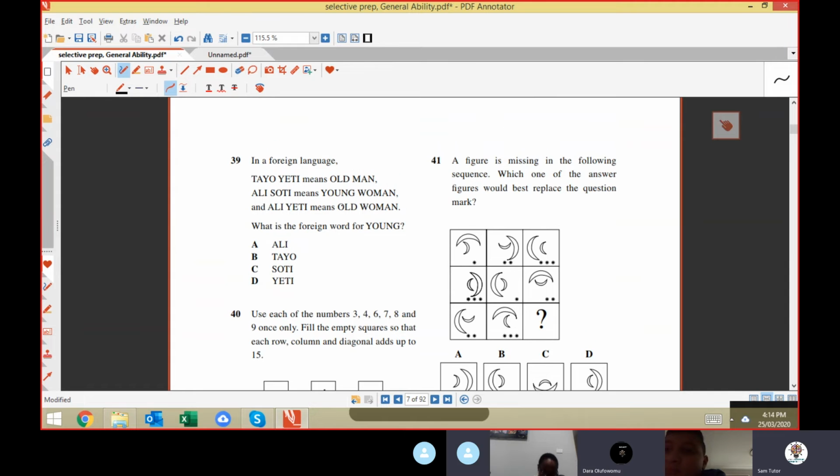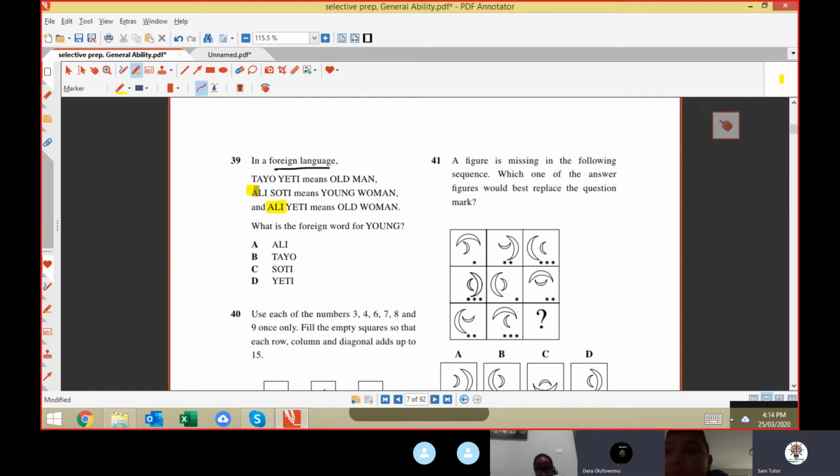Yeah, we've got to do this one. All right, foreign language. In a foreign language, Hayo Yeti means old man. Ali Soti means young woman. And Ali Yeti means old woman. Okay, so let's look at that again.